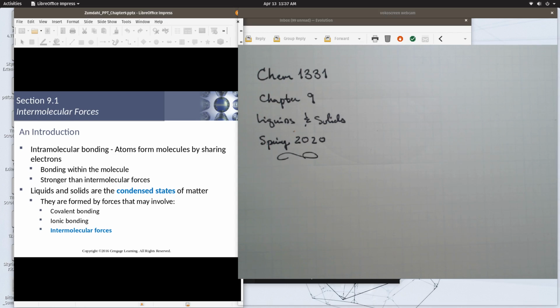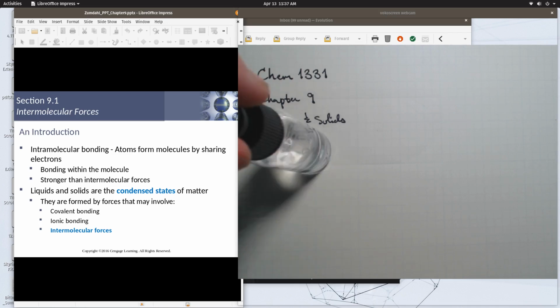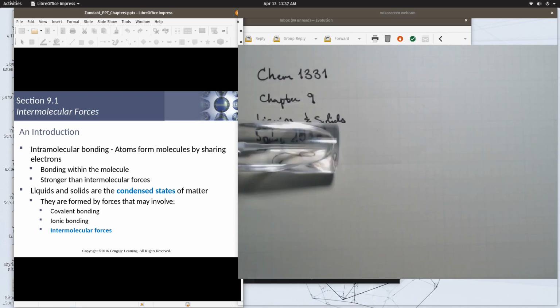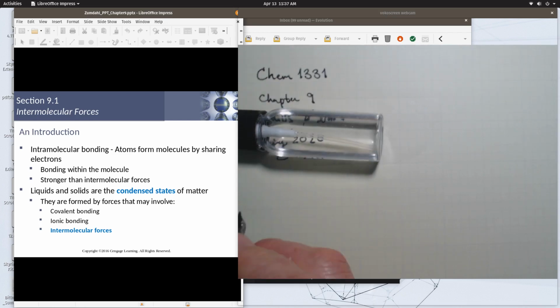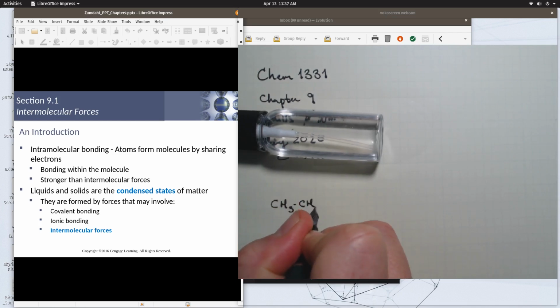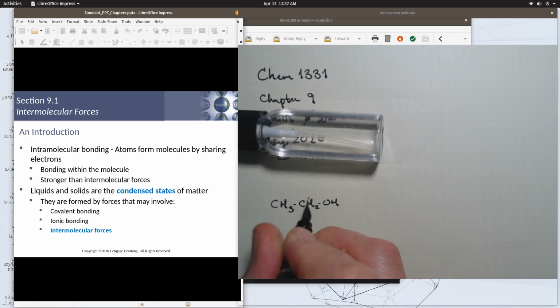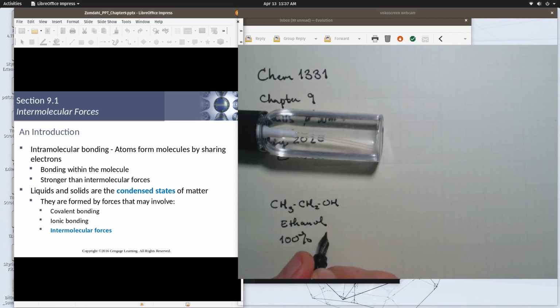Consequently, the molecules inside this little bottle, in the liquid part, are molecules of ethanol. Let me write out the equation of ethanol. Ethanol is CH3CH2OH. In fact, this is 100% ethanol in a liquid, or 200 proof, just in case you are interested.